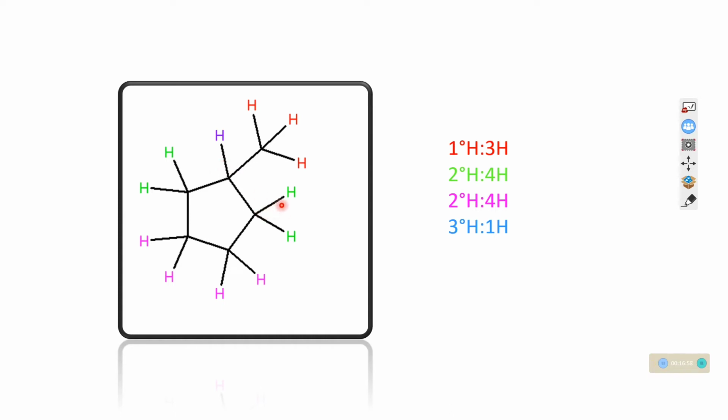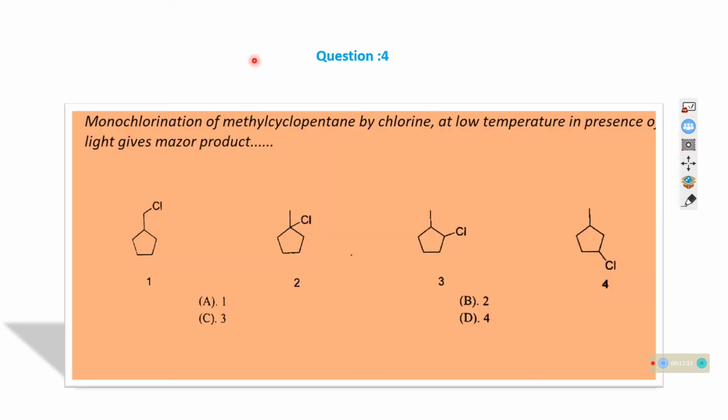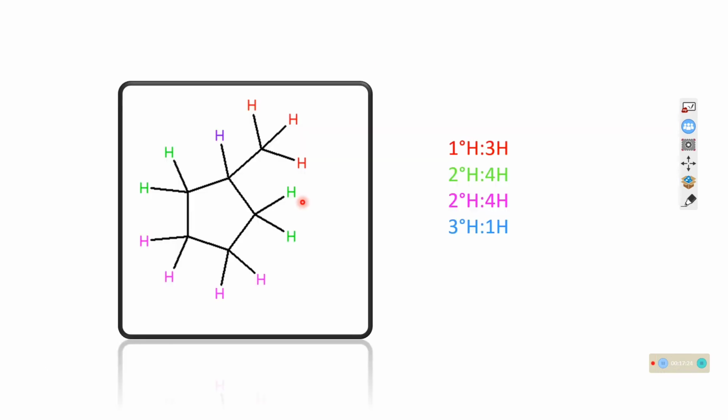And then if this hydrogen is abstracted by a chlorine radical, then a 2 degree alkyl radical is formed. If the chlorine radical abstracts that hydrogen, a 1 degree alkyl radical is formed. So you can easily say that this is the major product in this reaction, but it is not the case. In this case, it is not the stability factor. In this case, the statistical factor dominates.